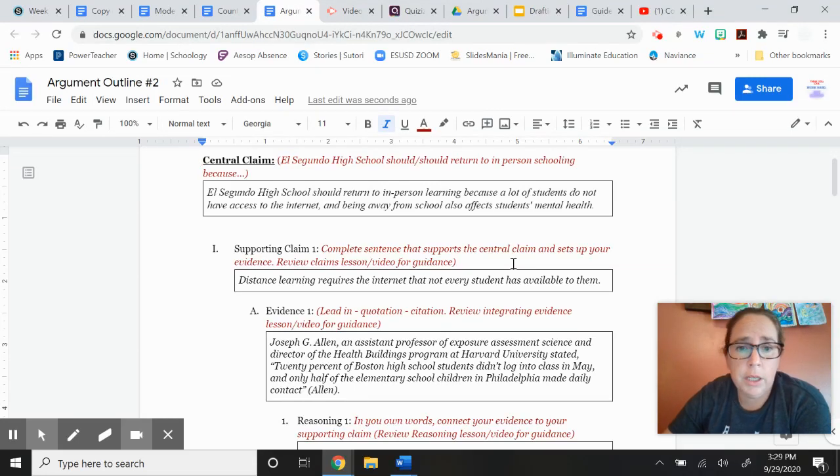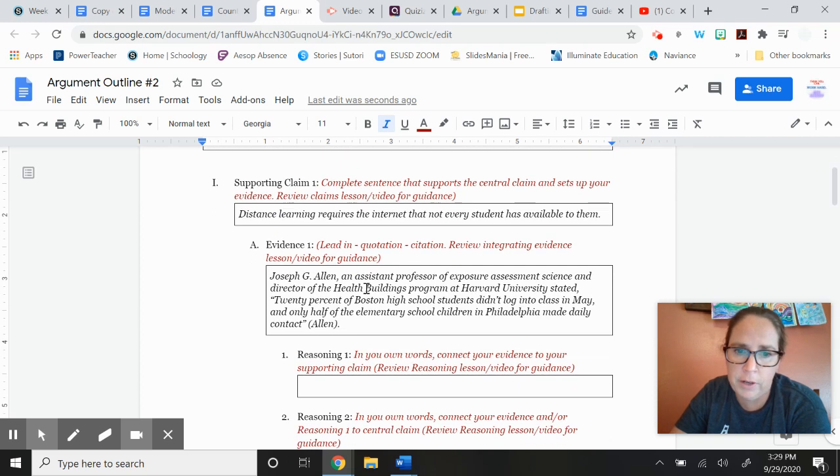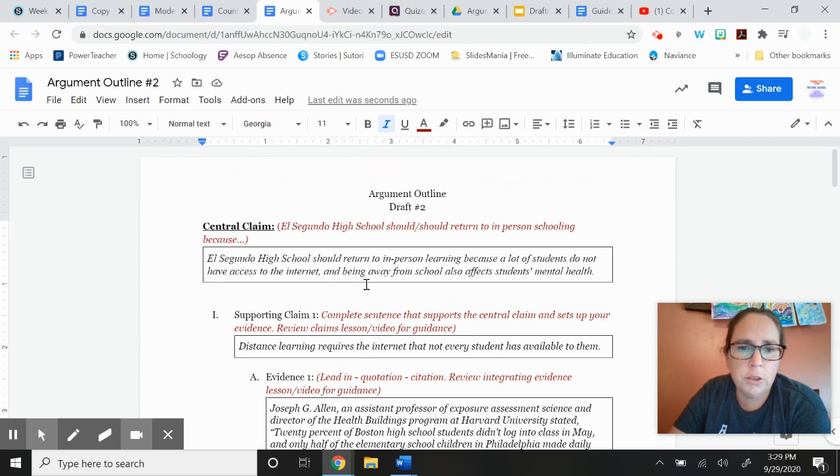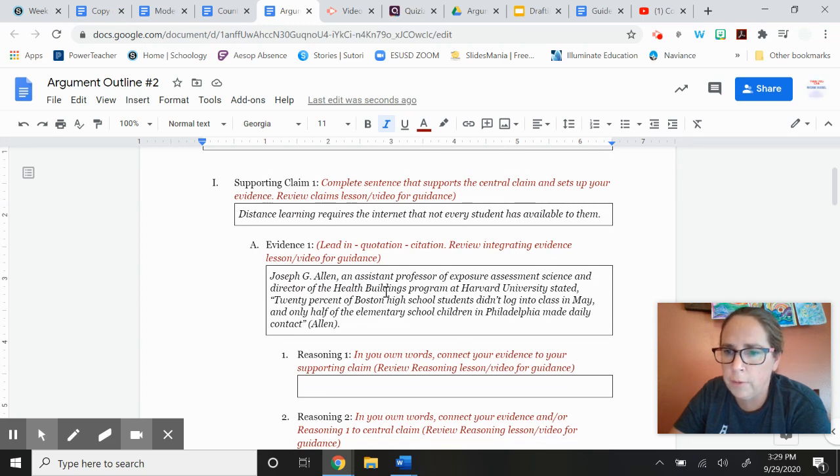So I want to give you an example of how we would form reasoning. This is the example from the previous video. I have copied and pasted all of my information from my previous documents. So I have my central claim and supporting claims, my evidence, all of that is set. Once that is set, that's when I start working on my reasoning. If you haven't filled all these things in yet from copying and pasting over, do that first. Don't try to start everything from scratch, right?